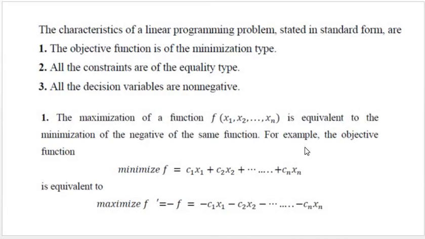For example, the objective function minimize f equal to c1 x1 plus c2 x2 plus etc plus cn xn is equivalent to maximize f dash equal to minus f equal to minus c1 x1 minus c2 x2 etc minus cn xn.